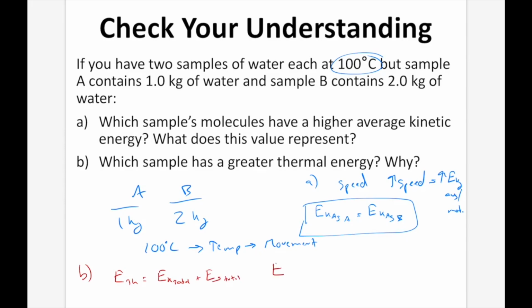If we take a look at the thermal energy for A versus the thermal energy for B, the difference lies in the mass. There's more mass in B. Since there's more mass in B, we're going to get a higher EK total and a higher EG total. So we can say that the thermal energy in A is less than the thermal energy in B, because B has 2 kilograms, therefore it has more mass, therefore it's going to have a higher EK and a higher EG.